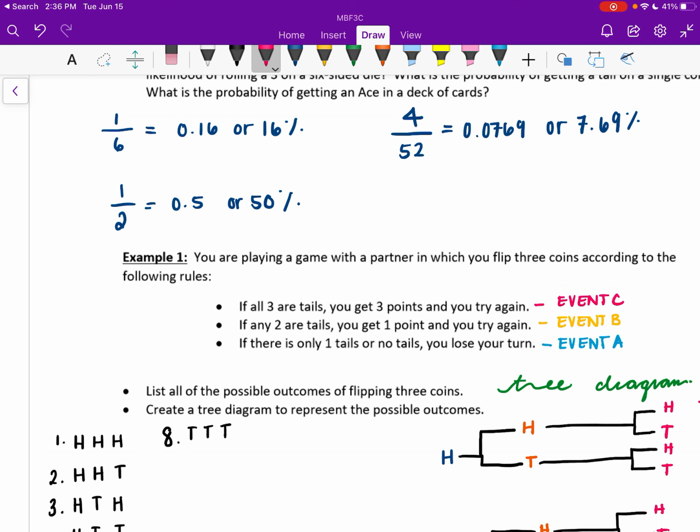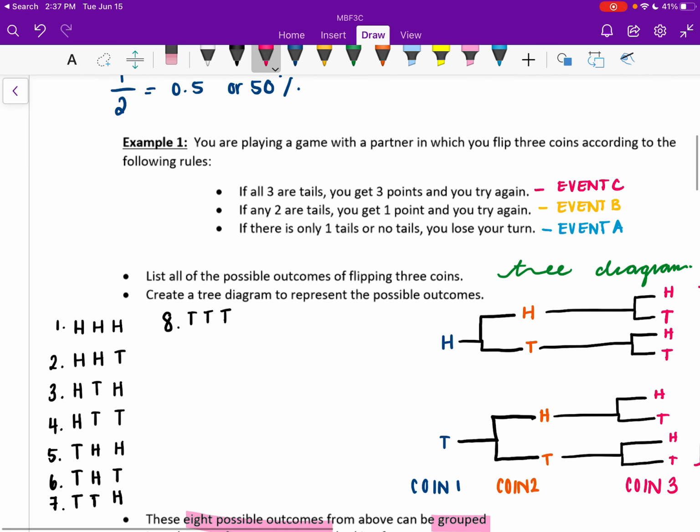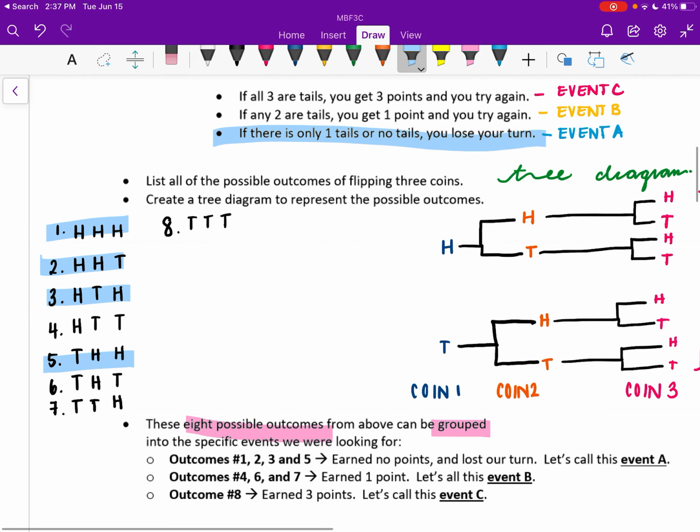Now I got to go and group these, right, as those different outcomes. So let's go and find all the event A possibilities. So I'm just going to highlight that in blue, right? So everything that has only 1 tail or no tail. So number 1 only has no tails. Number 2 has 1 tail. Number 3 has 1 tail. Number 4 has 2 tails, so that's okay. Number 5 has 1 tail. Everything else has 2 tails. So that means outcomes 1, 2, 3, and 5 are going to fall under event A.